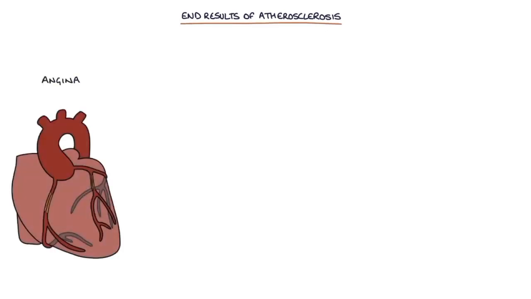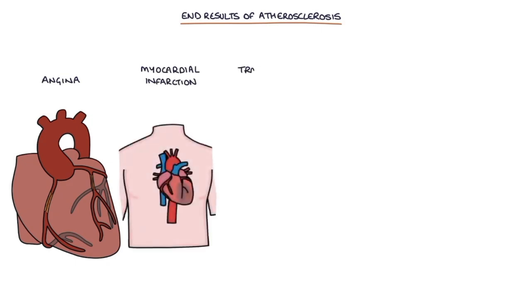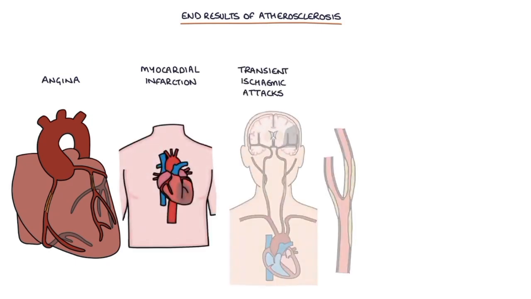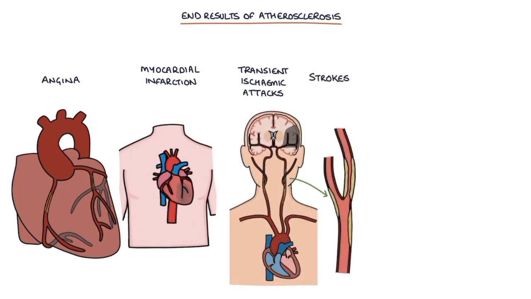There are several end results of atherosclerosis, and these include angina, myocardial infarction, transient ischemic attacks, strokes, peripheral arterial disease, and chronic mesenteric ischemia.